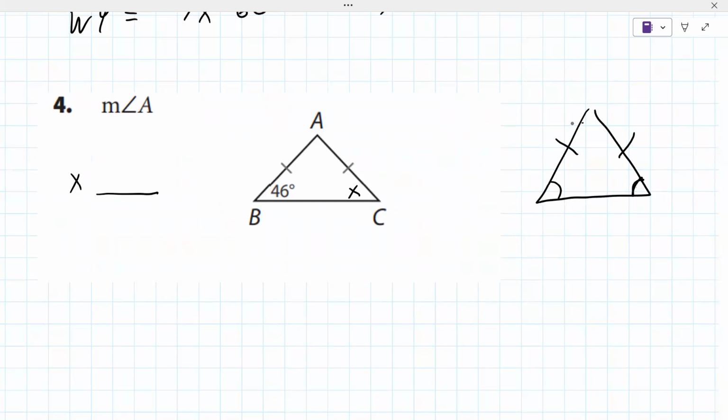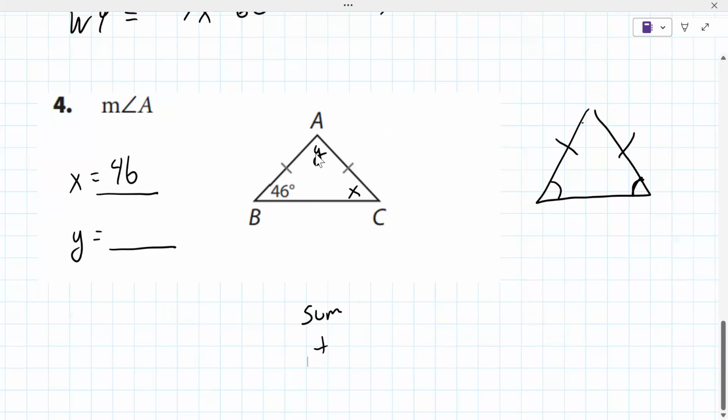It's 46. Good. Now, do you remember, Melly, what the sum of the interior angles is in a triangle? What do they all add up to? The sum. What do they all add up to? Sum means addition. Like, what do these three angles add up to in a triangle?